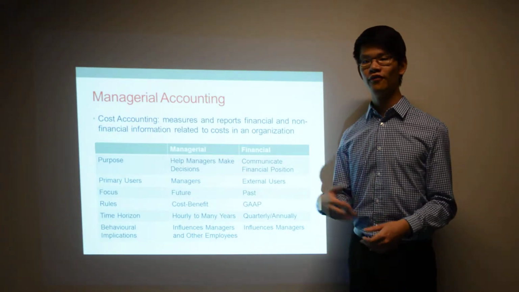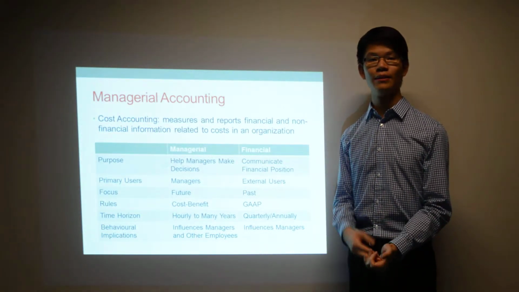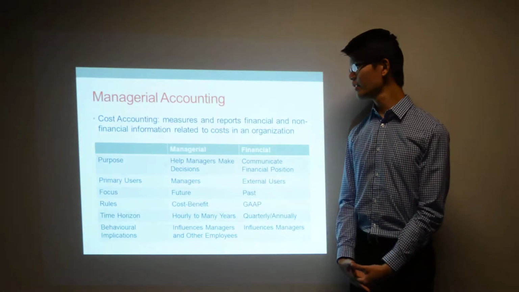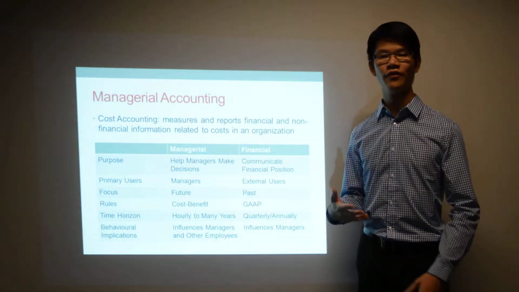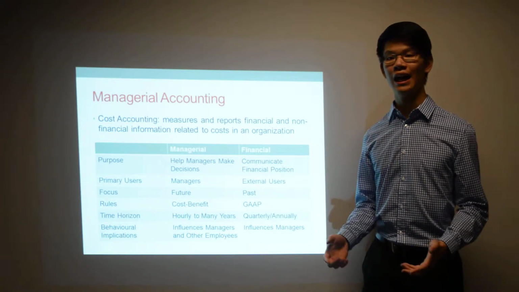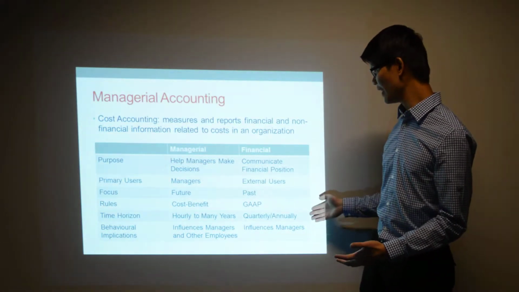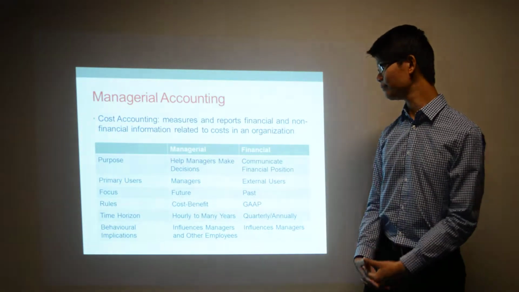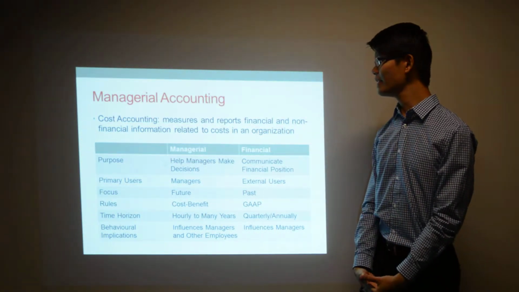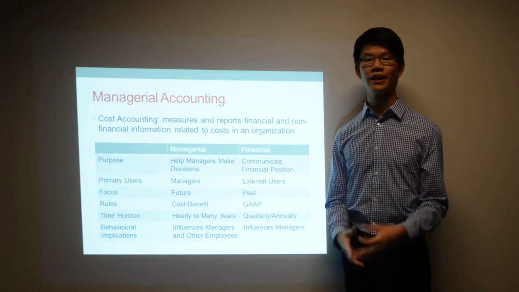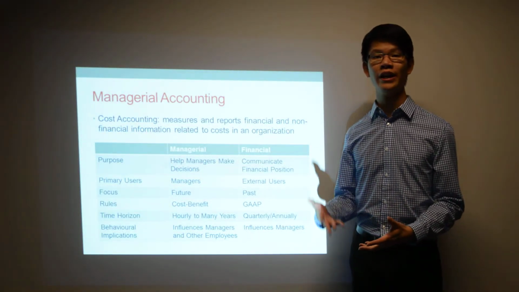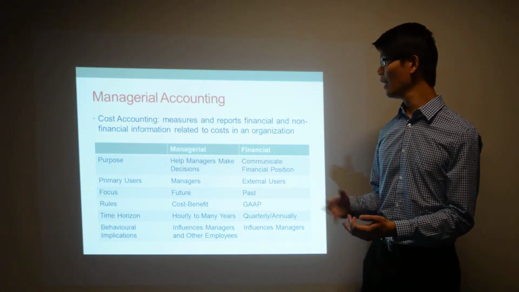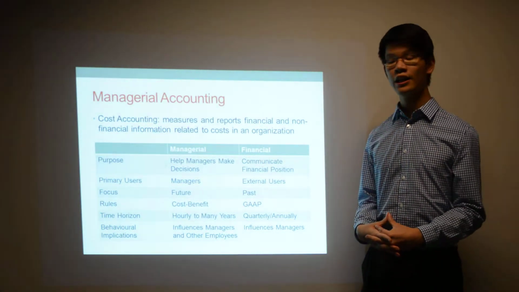So the more information you're trying to get, obviously the more cost in terms of time, resources, and money that would take. So you only get the amount of information in your organization that you really need. While for financial accounting, of course, you go on GAAP, IFRS, ASPE, etc. For the time horizon, managerial accounting really depends because it's flexible on what kind of information the person wants, but it can be from hourly to many years, while financial accounting is quarterly to annually.